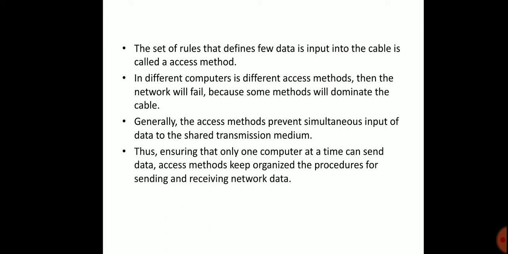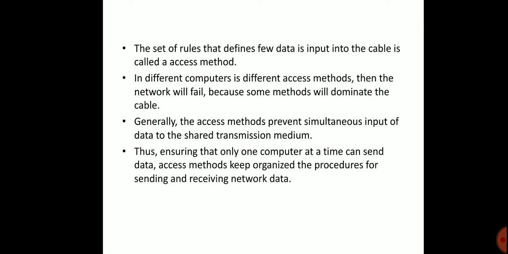If different computers use different access methods, then the network will fail because some methods will dominate the cable. Generally, the access method prevents simultaneous input of data to the shared transmission medium, thus ensuring that only one computer at a time can send data. Access methods keep the procedure for sending and receiving network data organized.